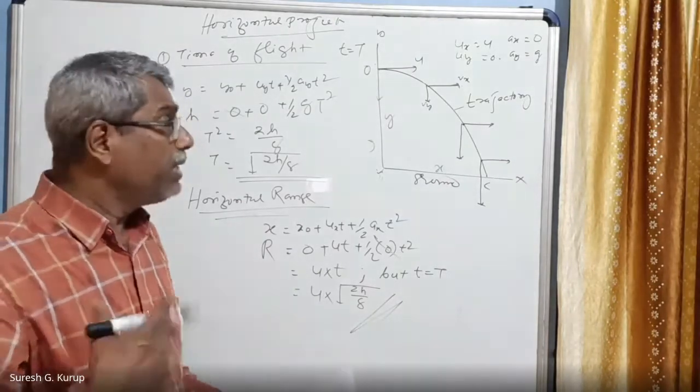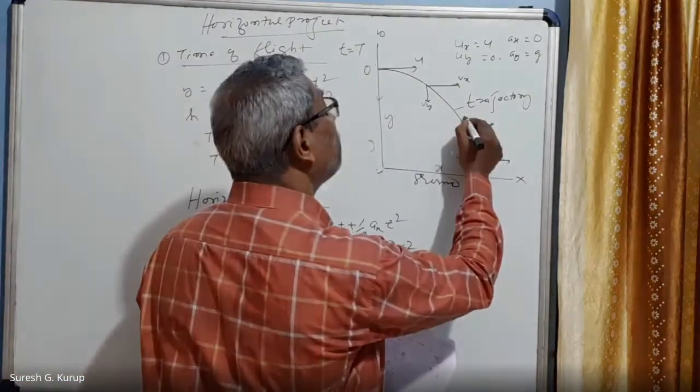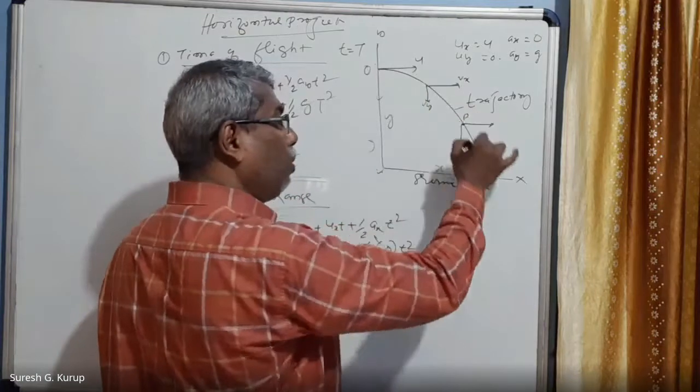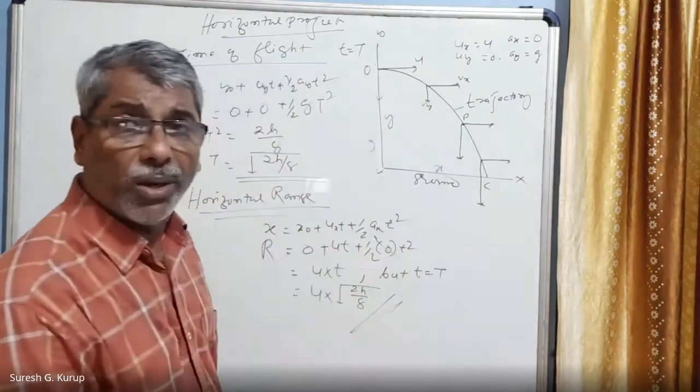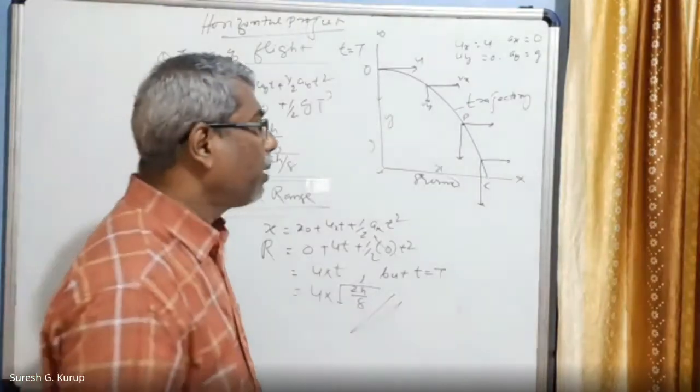Then, at any instant, what is the velocity? Suppose at any instant P, the body is moving along the trajectory. What kind of trajectory is it? It is a parabolic path.